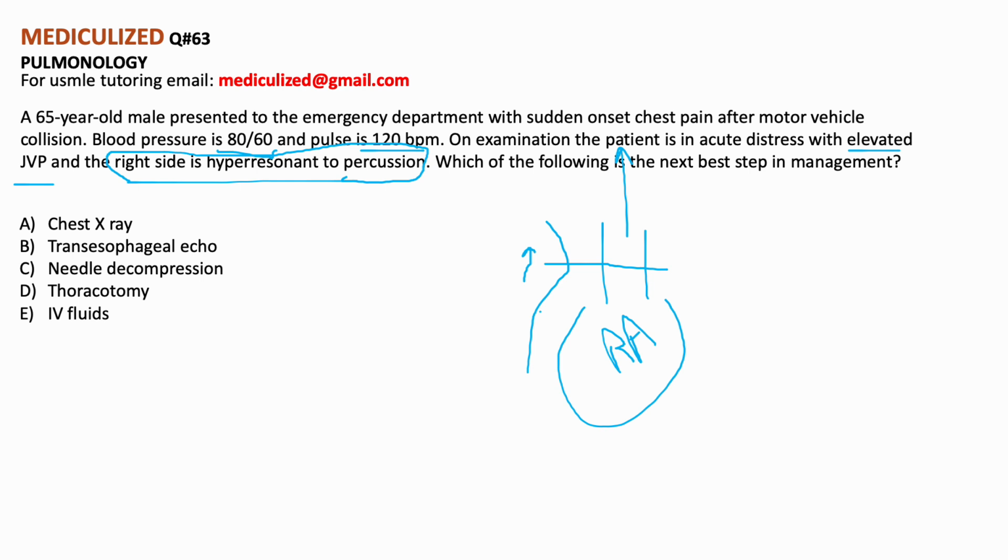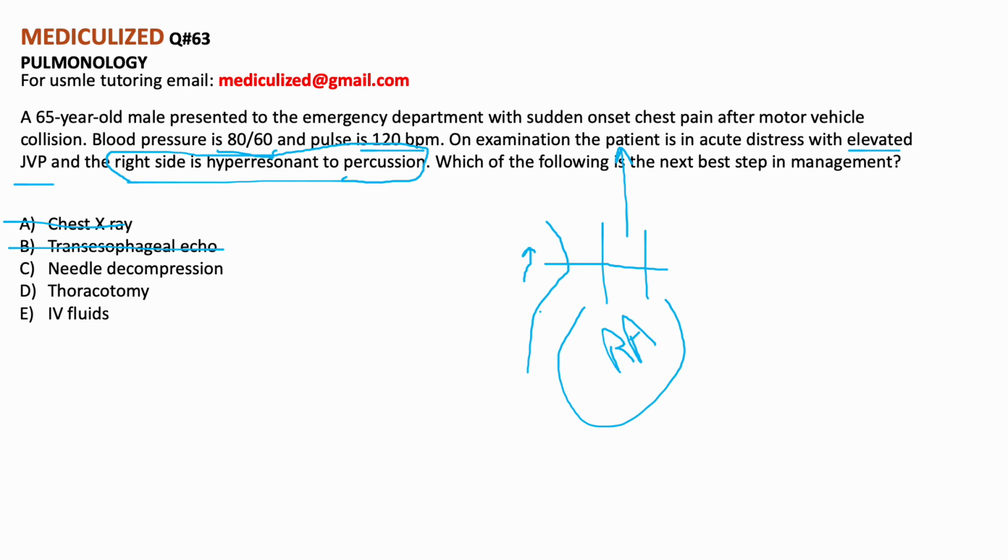Now, what should you do next in this patient? Chest X-ray is the wrong answer because this patient is hemodynamically unstable. We don't have time for a chest X-ray. Chest X-ray would have been the right answer if the patient was hemodynamically stable, like a blood pressure of 120/80 or 110/80, for example. Transesophageal echo is the wrong answer.